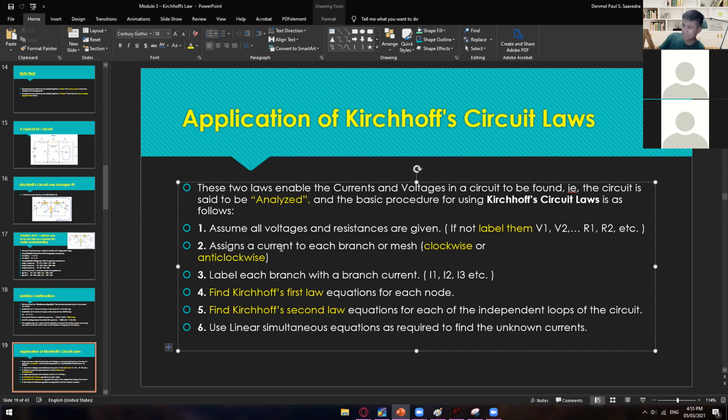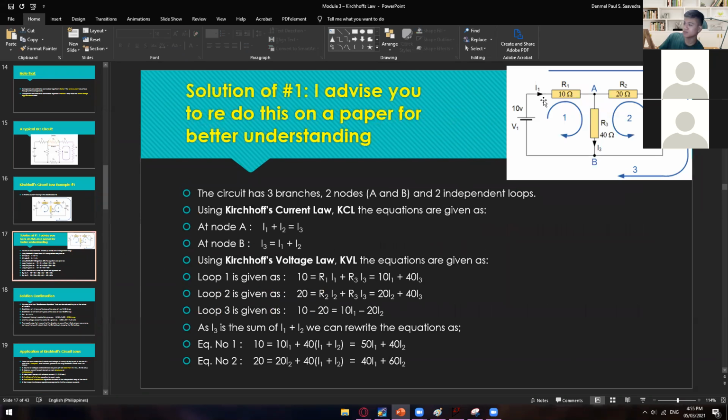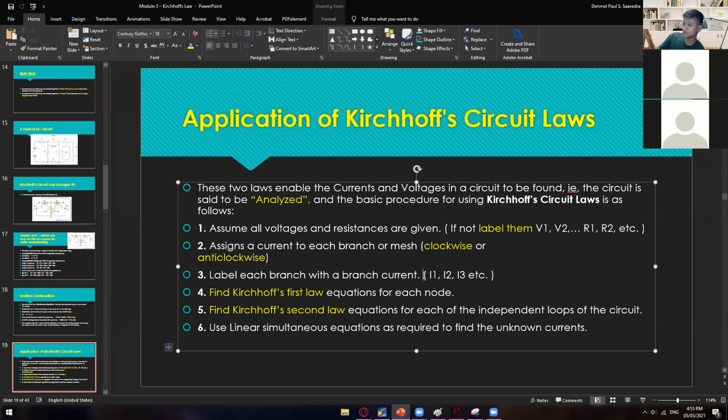Then you must assign a current to each branch or mesh. It could be clockwise or counterclockwise, any of those two. Label each branch with a branch current. For example, this one, we have current I sub 1, current I sub 2, and current I sub 3. Those three currents are just assumptions, wherein we have this current flowing from here to there. It's flowing clockwise, and here it's flowing counterclockwise. Those are just assumptions.